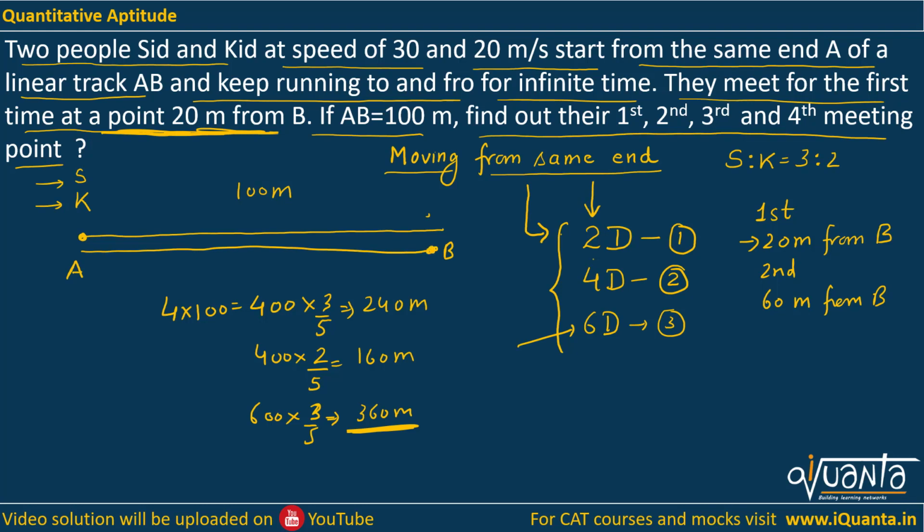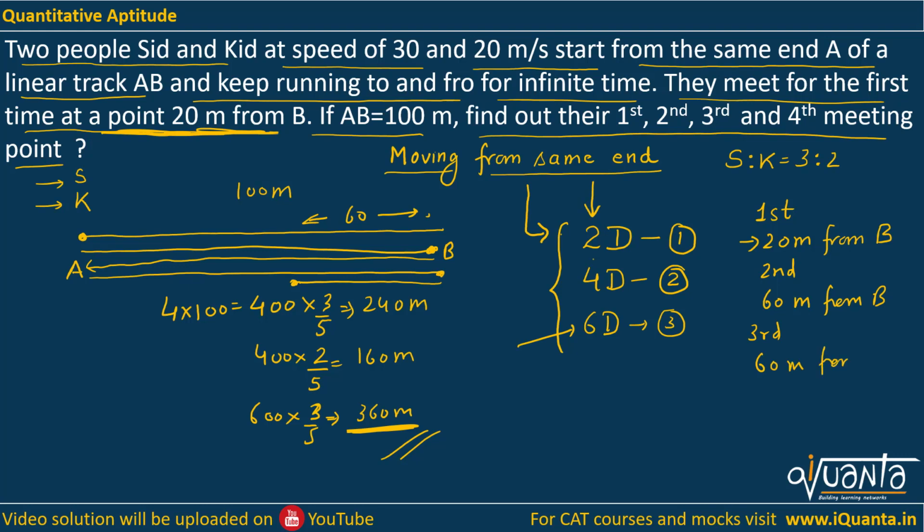He'll reach B. He has covered 100 meters. He'll again come back, reach A, that means he has traveled 200 meters now. He'll again go back towards B, that means he has traveled 300 meters. He'll again come back. How much? 60 meters, because we have to make him travel 360. So this distance is 60 meters. So if they meet for the third time, they would meet at 60 meters from B. Or in terms of A, it would be 40 meters from A. Now I hope you can calculate the fourth meeting point.